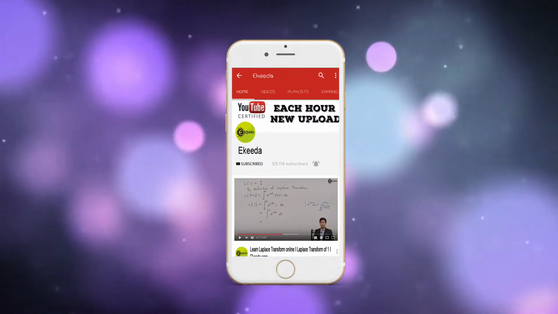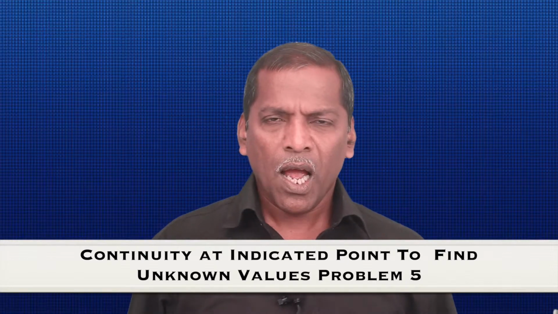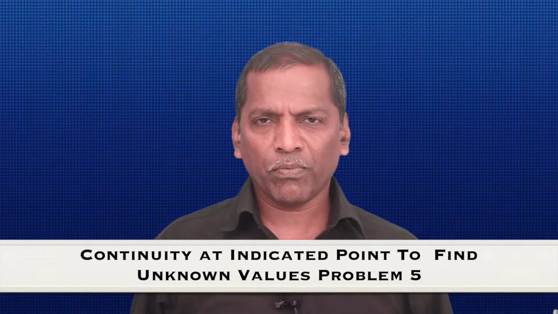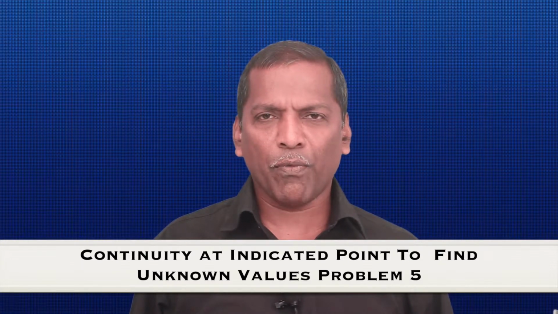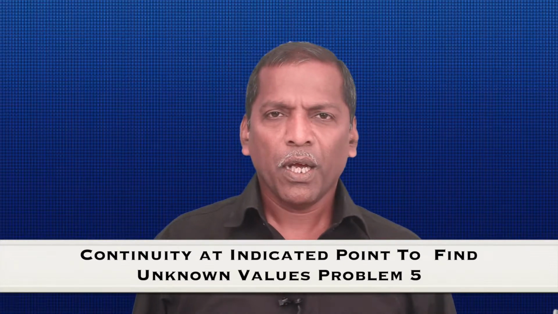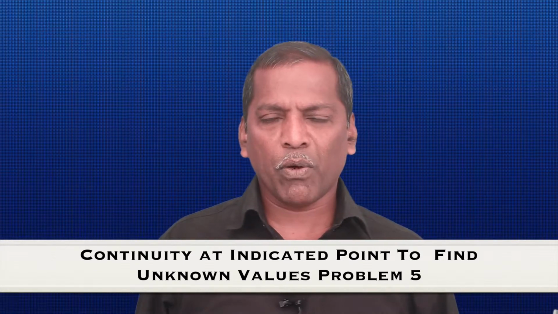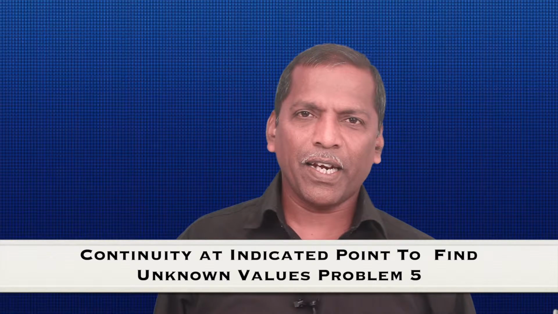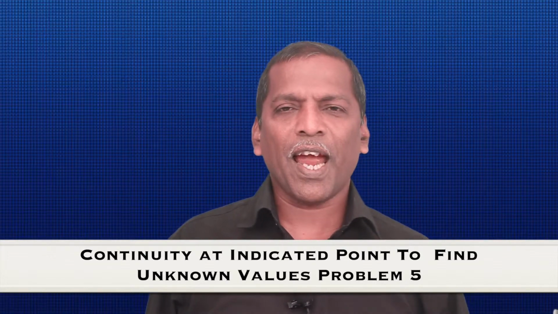Hello friends, we will learn about the problems of continuity. As compared to the previous problem, this problem is quite simple. In this question, we are given that the function f of x is continuous at x equal to 2 and x equal to 10, and we have to find the unknown values a and b.